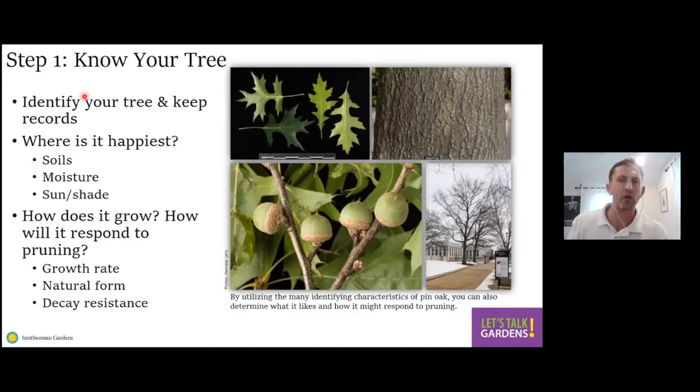So step one, know your tree. Identify your tree, or at least get close. Use the wealth of resources out there, from our own Garden Explorer app at Smithsonian Gardens to social media and professionals in the field. There are a lot of resources to identify what your tree is, and then write it down. That's really important because we need to be able to do enough research to answer a couple questions. Where is your tree happiest in terms of soils, moisture, sun, shade? And then how does it grow?